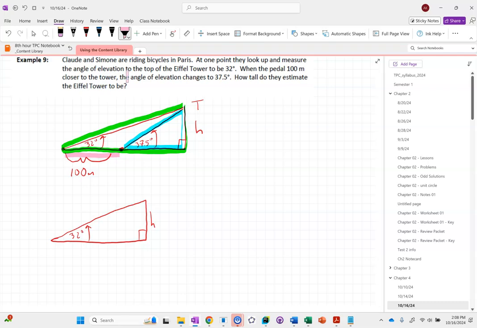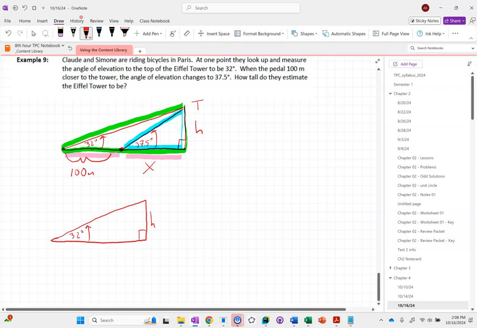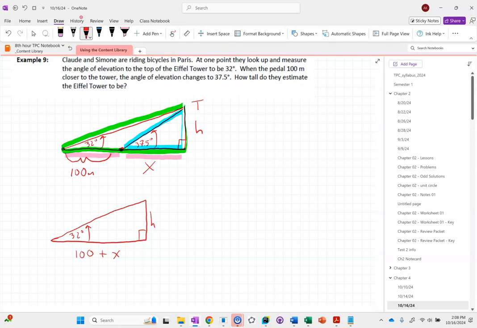Everybody agree with that? And I notice that this part of it is part of both the blue triangle and the green triangle. You guys see that? So I'm going to give this part a name. I'm going to call it X. If I do that, what should I label the base of this 32-degree triangle as? Close. 100 plus X. Right? Because if you go 100 meters and then you go X meters more, you're at the tower. Everybody agree?